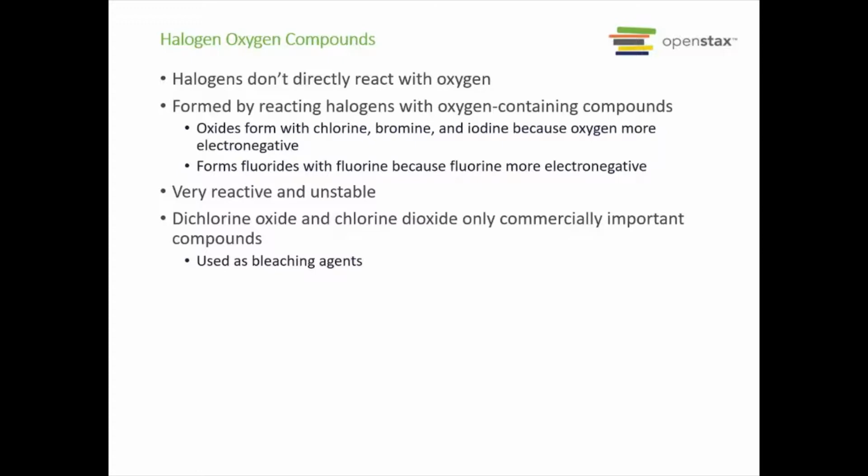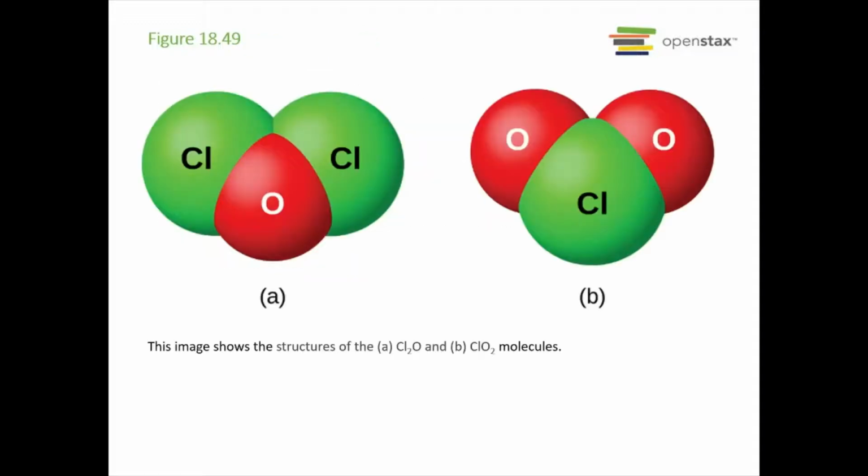These halogen-oxygen compounds are very reactive and unstable. Dichlorine oxide and chlorine dioxide are really the only commercially important compounds that we care about, and these are both used as bleaching agents. So here are our structures, Cl2O on the left and ClO2 on the right.